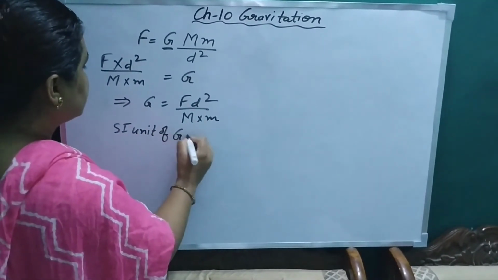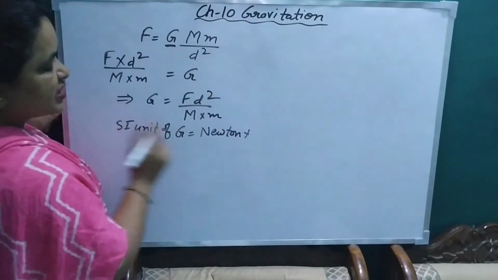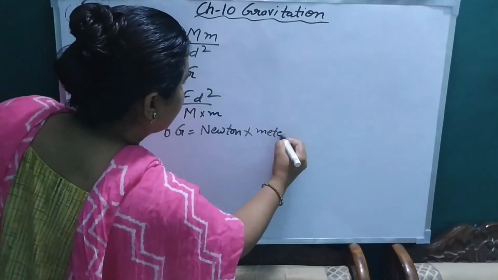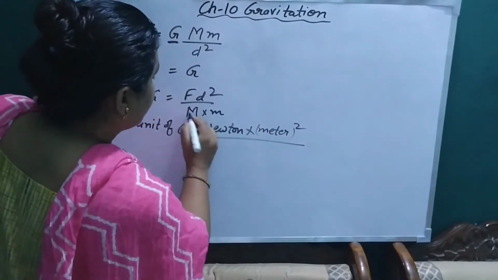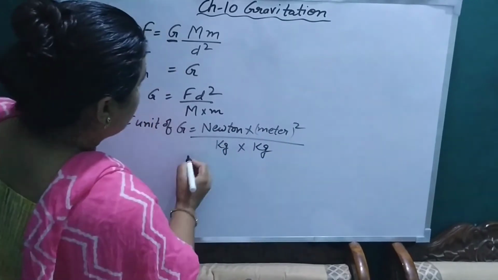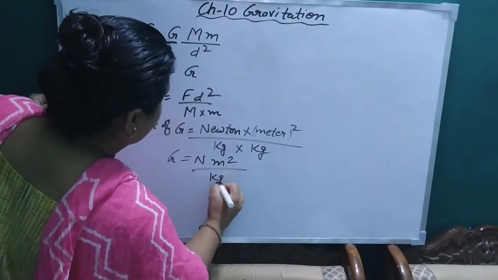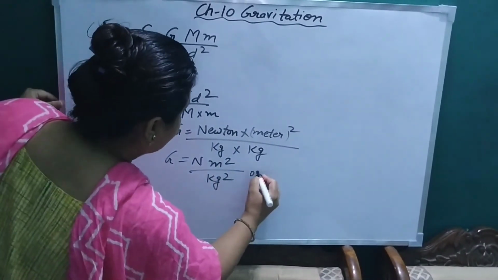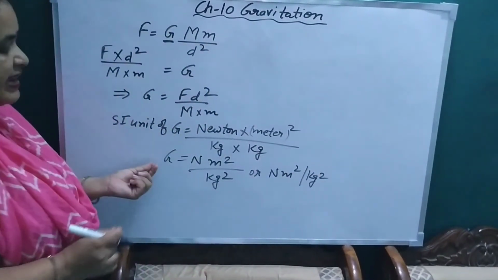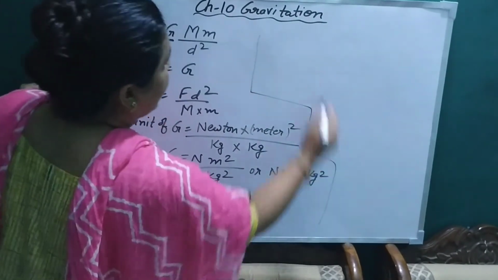Now what is the SI unit of G? The unit of force is Newton. D is the distance, which we measure in meters, so meter square. The mass of the first body is in kilogram, and the second body's mass is also in kilogram. So the SI unit is Newton meter square per kilogram square. This is the SI unit. And who was the scientist? Henry Cavendish.